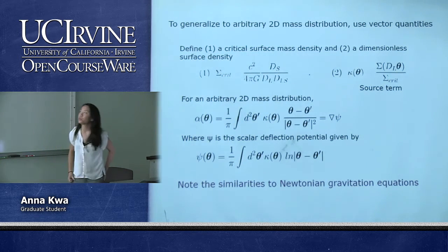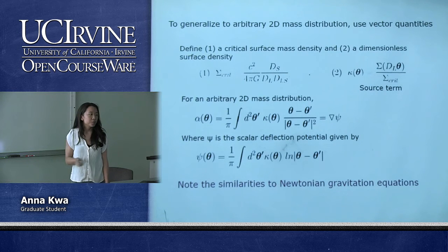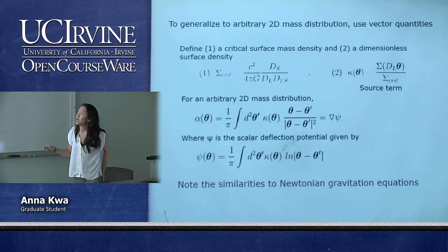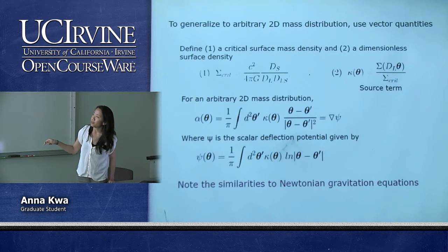So if you don't just have point sources, obviously lens galaxies are non-trivial two-dimensional mass distributions. So just replace beta and alpha and theta with vectors. And you can define a critical surface mass density, sigma critical. And using that, you can write a dimensionless surface density that describes your lens. We'll call that kappa. So if you want to find out what your observed deflection angle is given some lens distribution, just do the integral over kappa, this here.